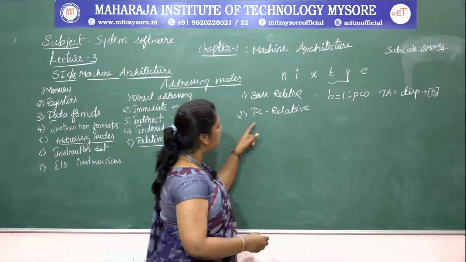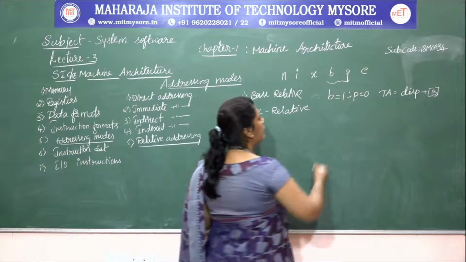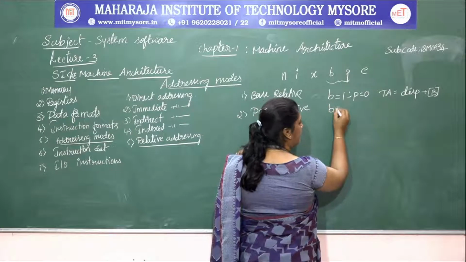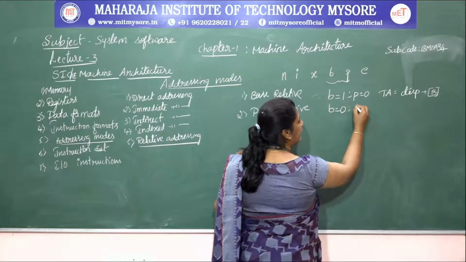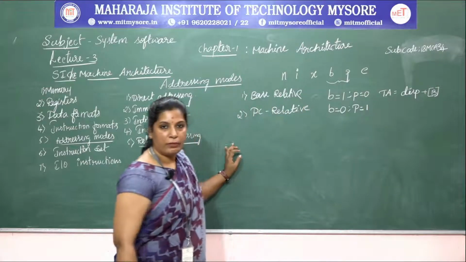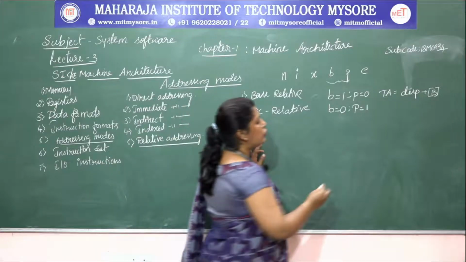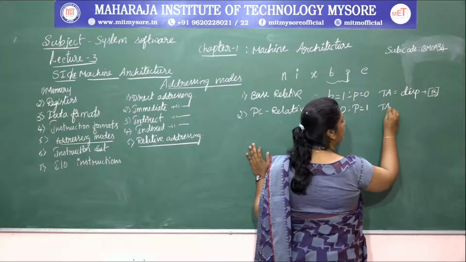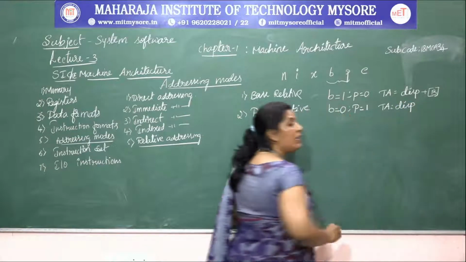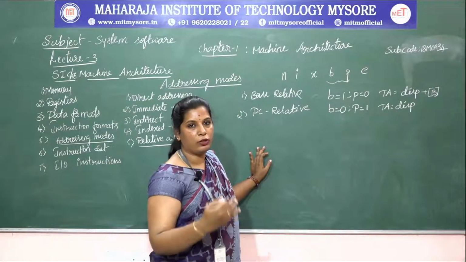So next, program counter relative addressing mode. Here the B bit should be 0 and the corresponding P bit should be 1. Program counter bit should be 1, base relative bit should be 0. For calculating the target address, we consider the displacement. Displacement is nothing but the distance between the instruction and the data variable in that particular program.